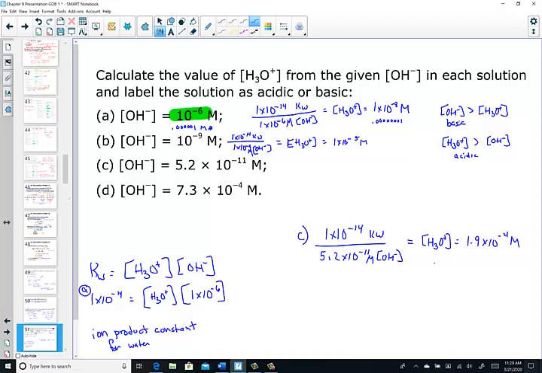Oh yeah, you're right. The hydronium, its concentration to the negative 4th power is a larger number than the hydroxide, which has a value of negative 11. So that means this solution is acidic.